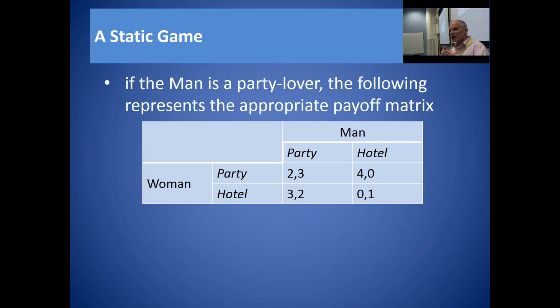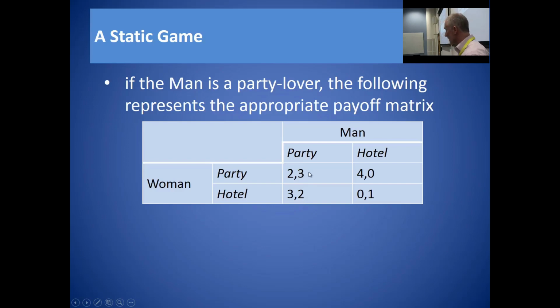Now, we said he had a strong preference for venue. And by strong preference, I'll be even more explicit: I mean he has a dominant strategy. It doesn't matter what the woman does, he will always want to go. In this scenario, if he's a party lover, he would always prefer to go to the party. So where does he get his highest payoffs? Well, it's these ones here, the 3 and the 2, when he chooses to go to the party.